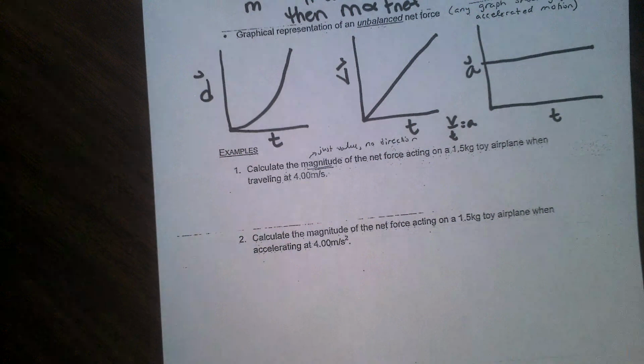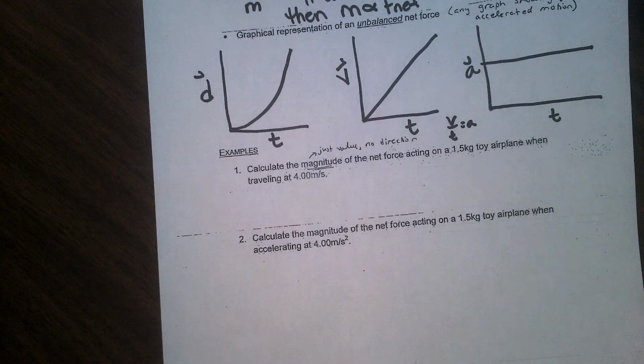Okay. Let's look at some questions. Calculate the magnitude of the net force acting on a 1.5 kilogram toy airplane when traveling at 4 meters per second. So, magnitude means what? Just value, no direction. There you go. Just value, no direction.